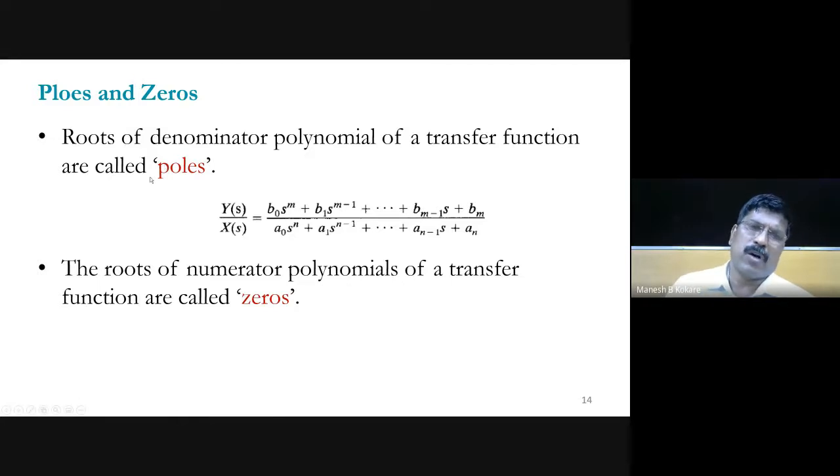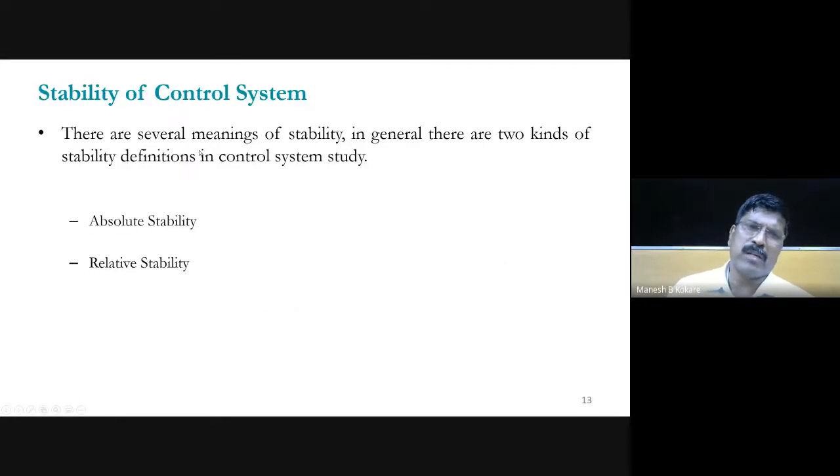I can tell you the definition of stability. For a bounded input, you get a bounded output. And if the input is absent, your output will be 0 at that time. So for a stable system, for bounded input, you get bounded output, and if input is absent, your output will be 0. That system is called a stable system.